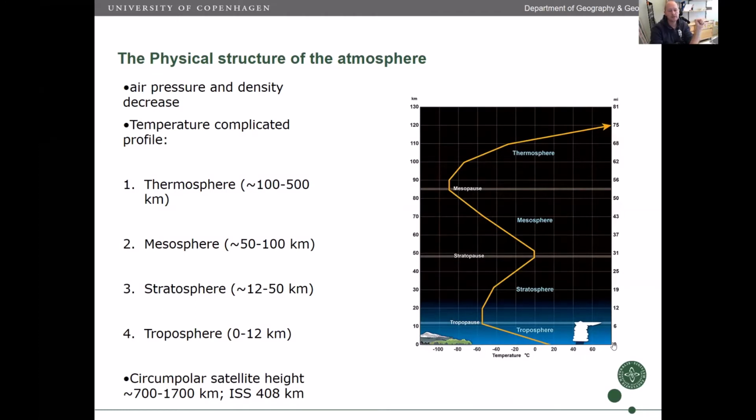In the atmosphere, there is a strong decrease in air pressure with height. And the reason for this is, of course, gravity. The closer to the ground, the more molecules above are pulled downwards due to gravity, and this causes a pressure on you that are standing here on the ground. And the further up you are, the fewer molecules are pressing on you, and thereby the air pressure is decreasing.